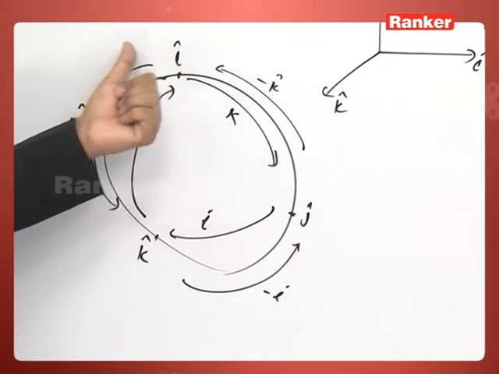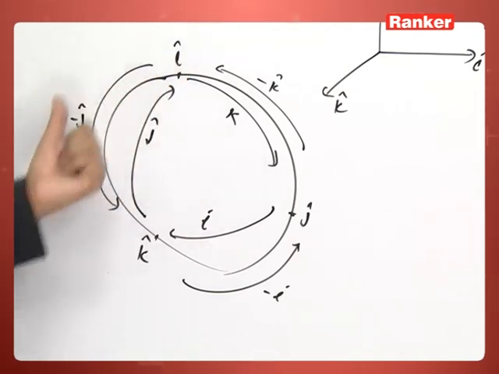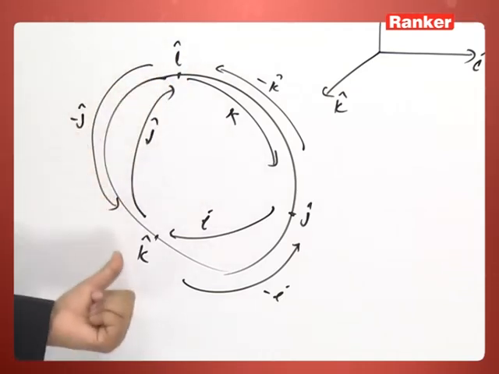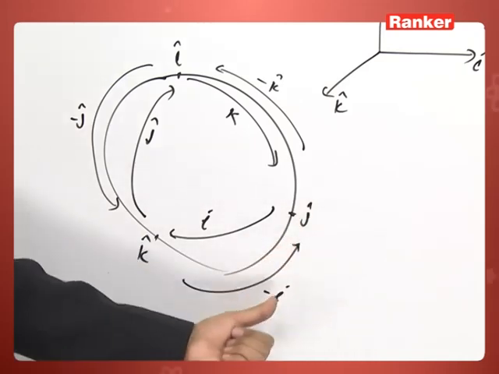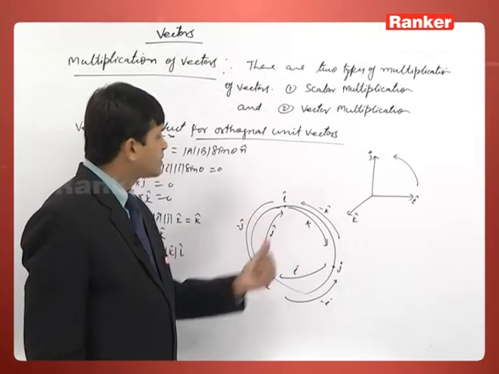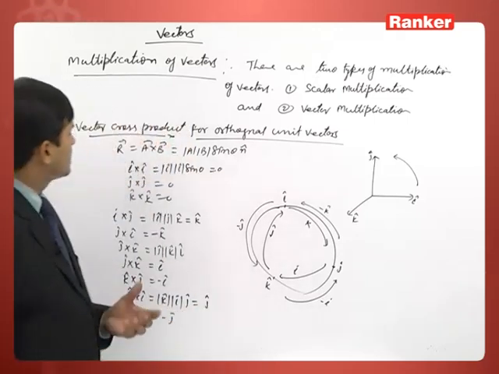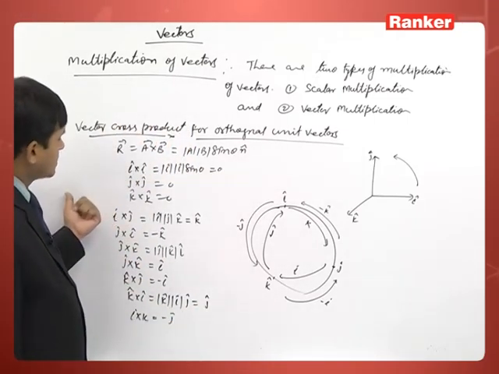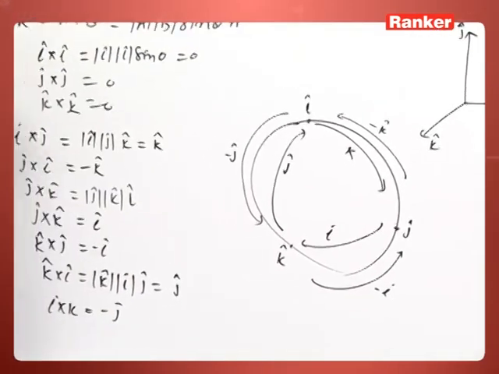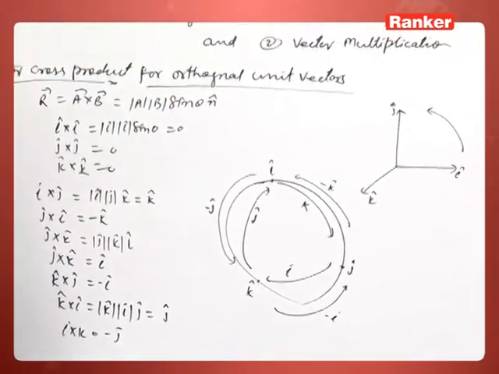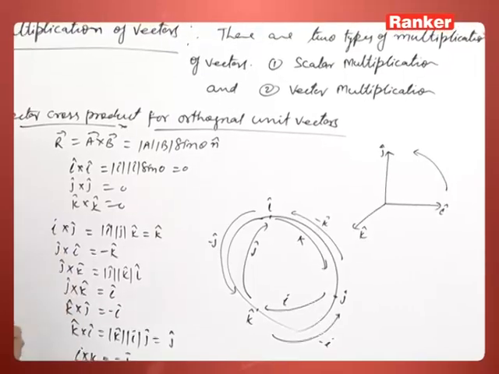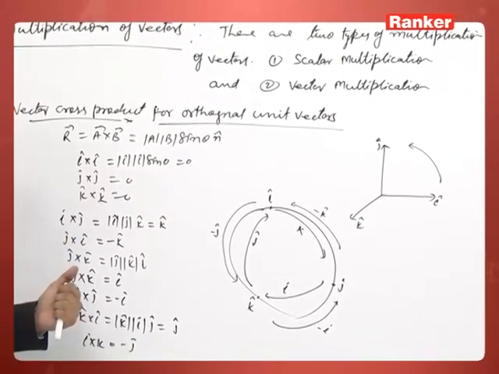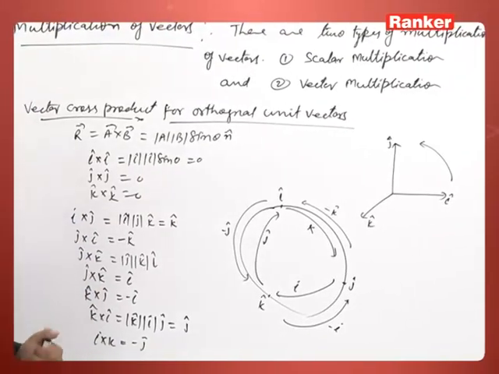And similarly, if you are going in the reverse direction, i cross k is minus j, k cross j is minus i, j cross i is minus k. So in this manner we can solve the dot product and cross product in the case of orthogonal unit vectors. See one or two examples, from that we can get a better idea.